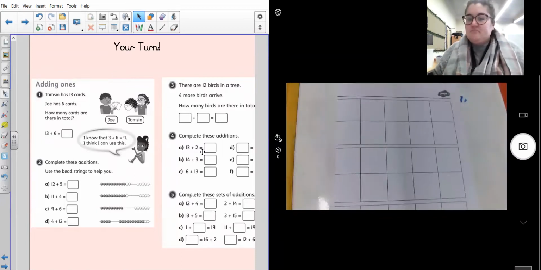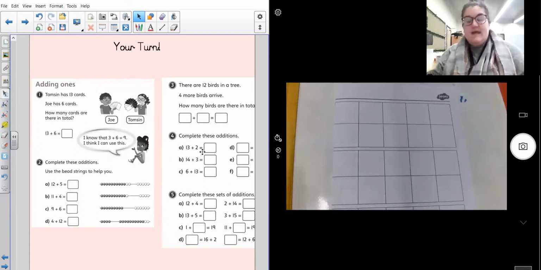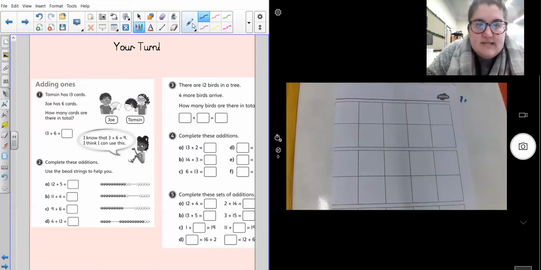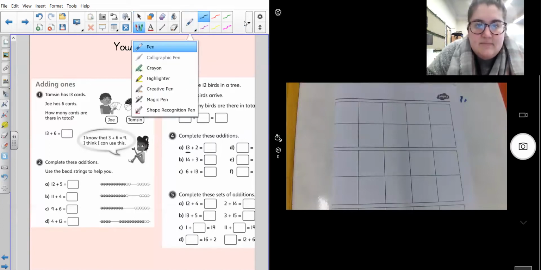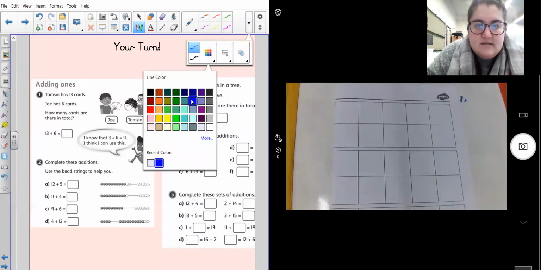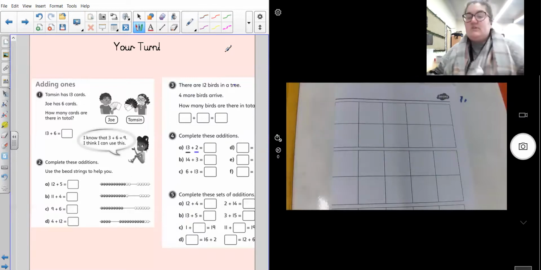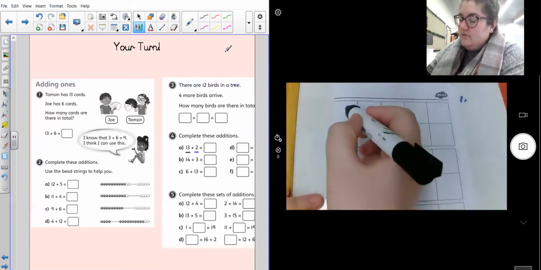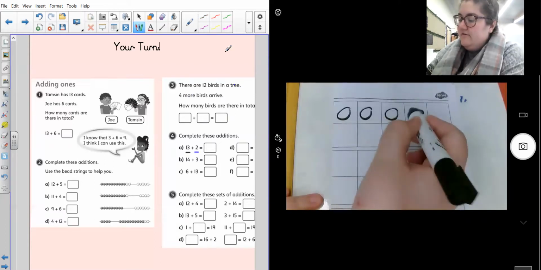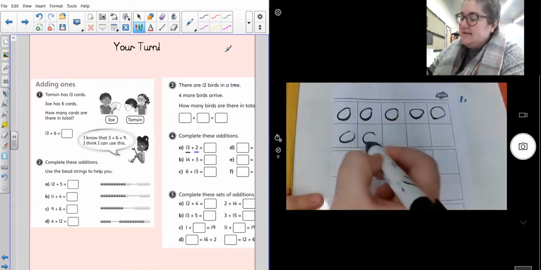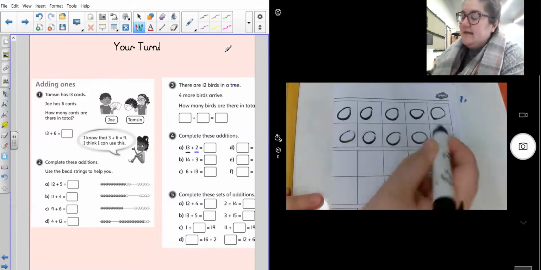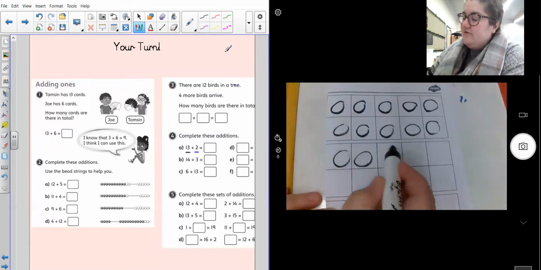So the first thing I'm going to do is represent my 2 parts. Now I'm going to choose to represent 13 in black, and I'm going to choose to represent the other part, which is 2, in blue. So can you tell me when to stop? I need 13 black circles. Here we go. 1, 2, 3, 4, 5, 6, 7, 8, 9, 10, 11, 12, 13.